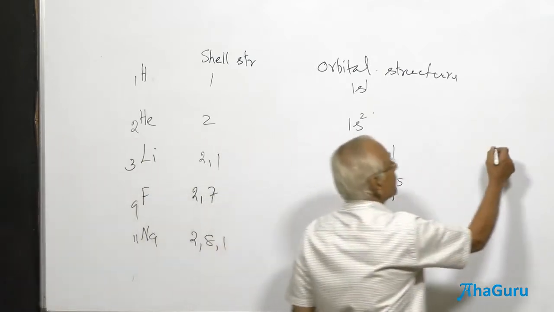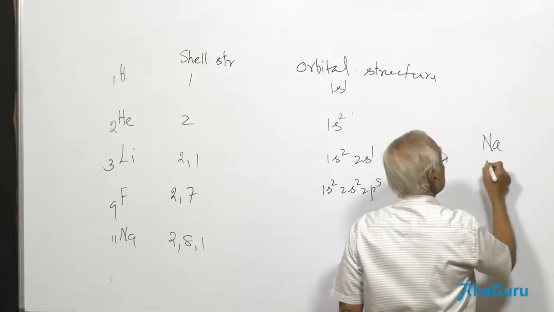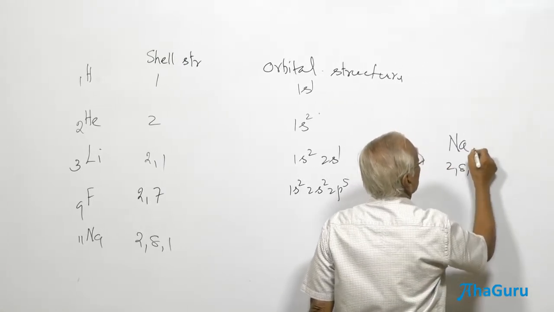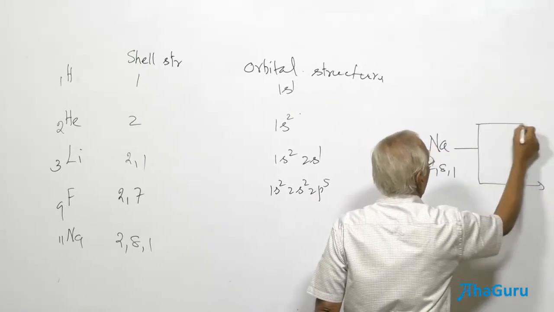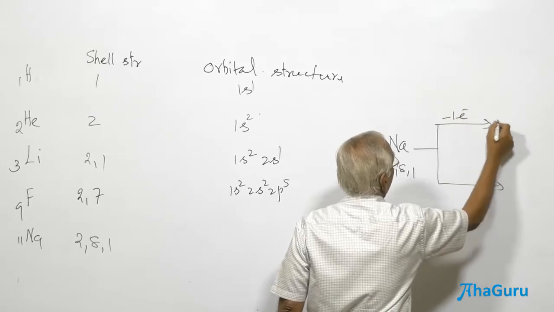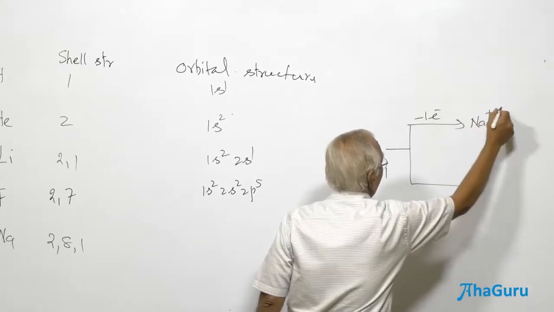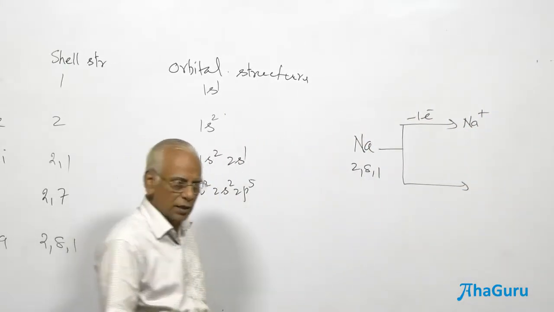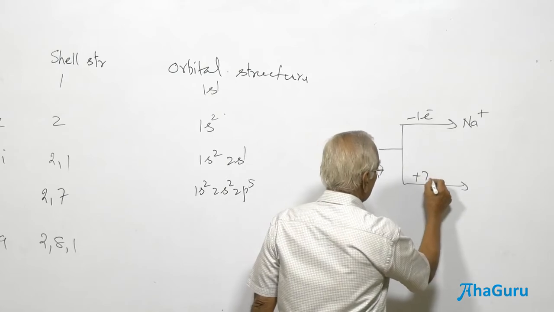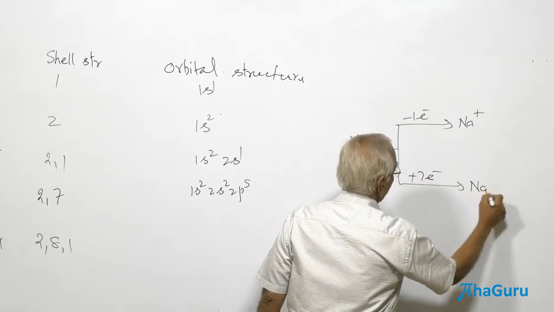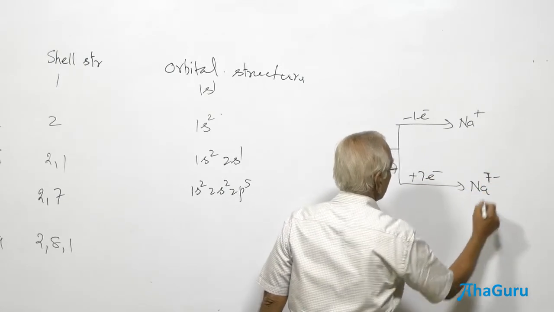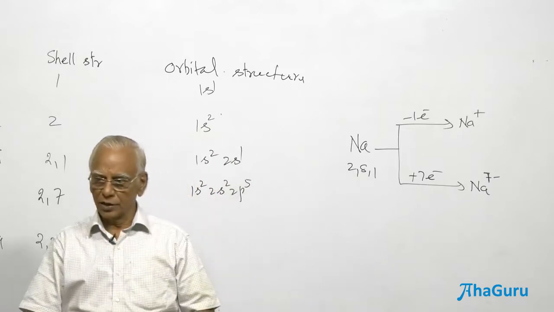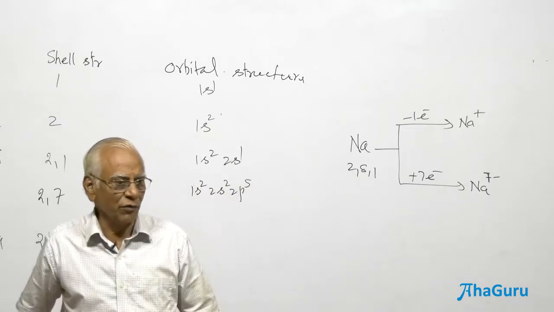Now, sodium has 2 options. You have already studied 2, 8, 1. How does sodium get the octet configuration? By losing 1 electron. Therefore, sodium gets Na plus ion. Or, what is the other option? I could have added 7 electrons and sodium would have got 7 negative charges. Both of them involve energy.